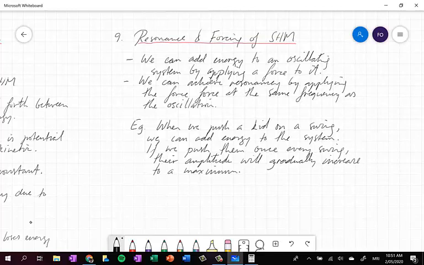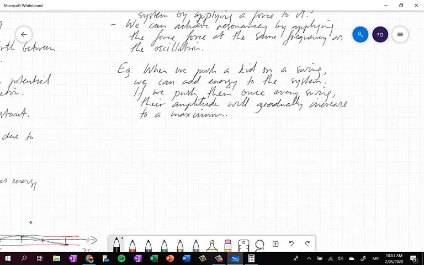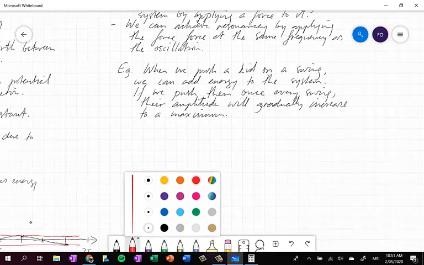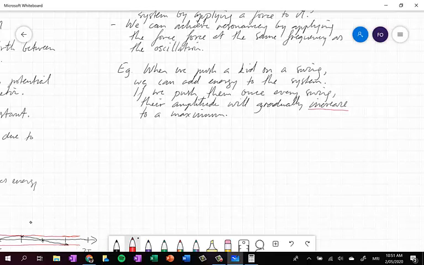Okay, so how often should we push in order to maximize this amplitude? This is the question that we're asking when we're thinking about resonance. So this increasing it to a maximum is what we call resonance for the motion. So we can define that here: increasing to a maximum, this is called resonance.